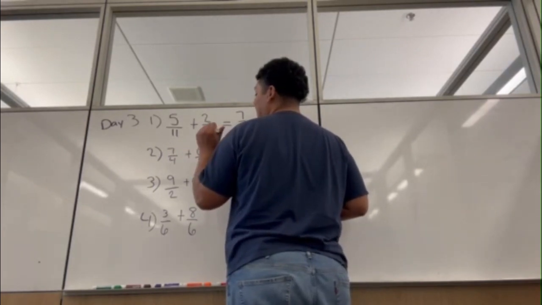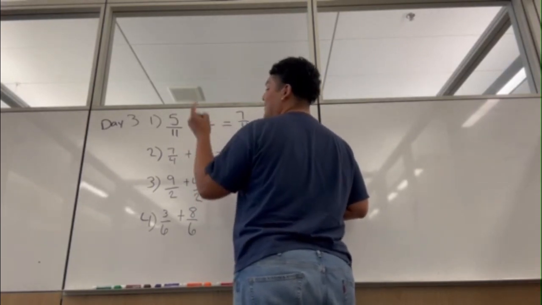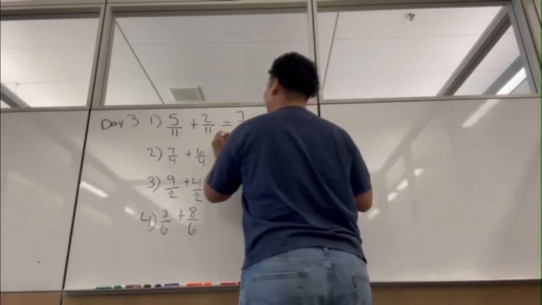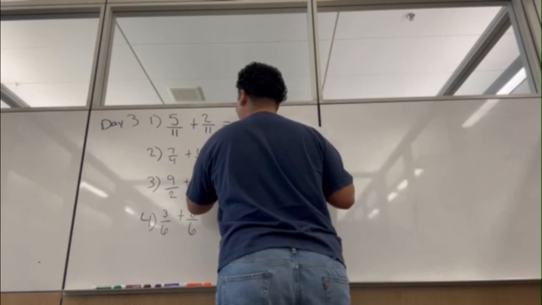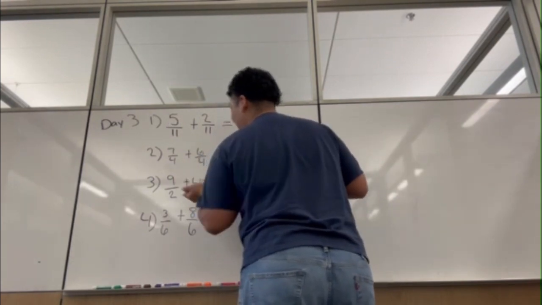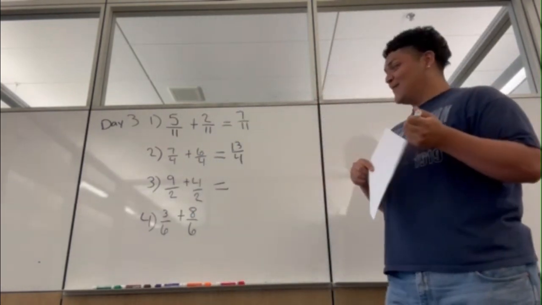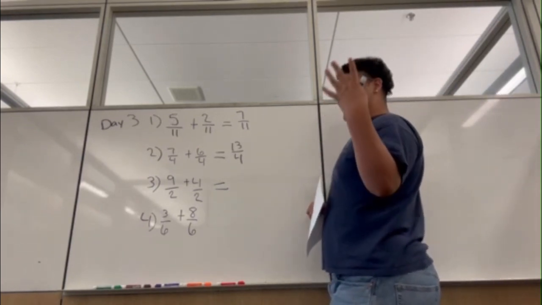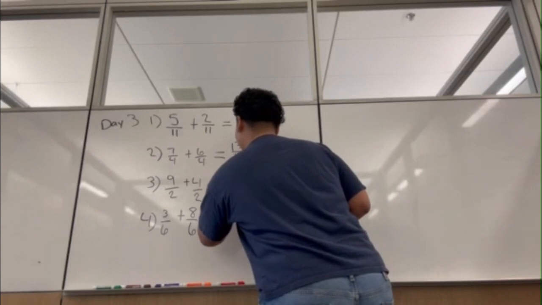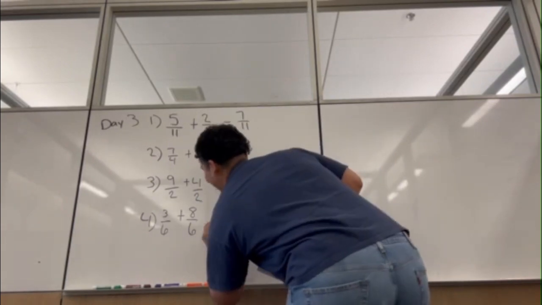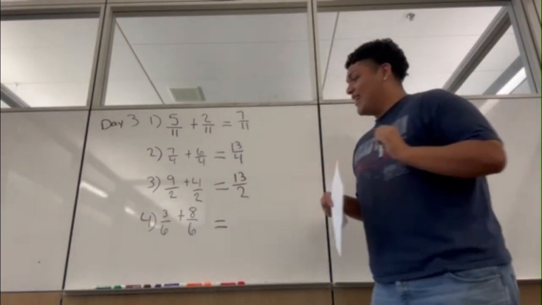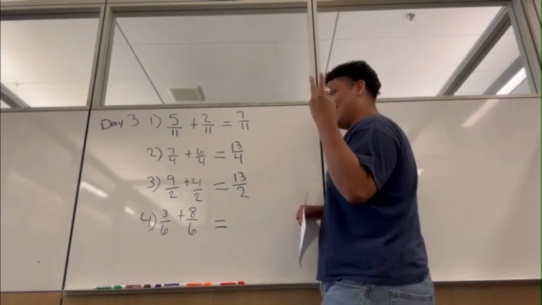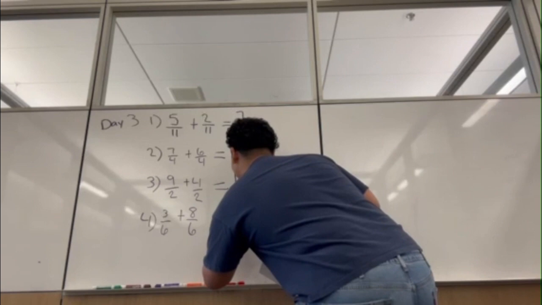7/4 plus 6/4. So 7, 8, 9, 10, 11, 12, 13. So go ahead and do 13/4. And then you have 9/2 plus 4/2. So 9, 10, 11, 12, 13 again. So you have 13 again over 2. And then 3/6 plus 8/6. So 8, 9, 10, 11. So not 13 this time.